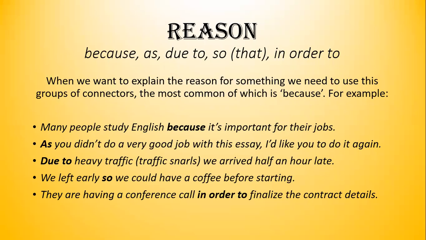Right. So what kind of reason connectors we can use? Because, as, due to, so that, in order to, we can also use since. Right? Since, because, as, these three are pretty much same. Now, when we want to explain the reason for something, we need to use this group of connectors, the most common of which is because. For example, many people study English because it's important for their jobs, right? Now we can also say it like many people study English as it's important for their jobs. Many people study English since it's important for their jobs, right?